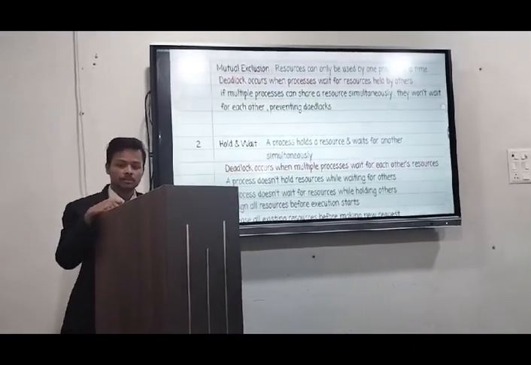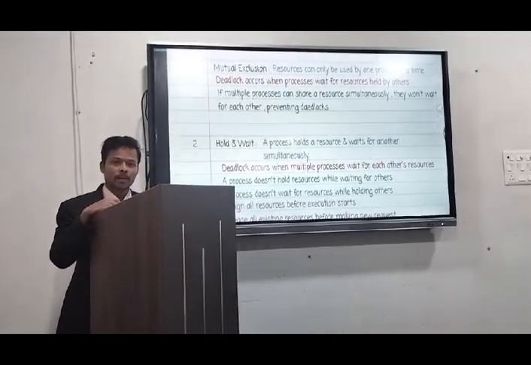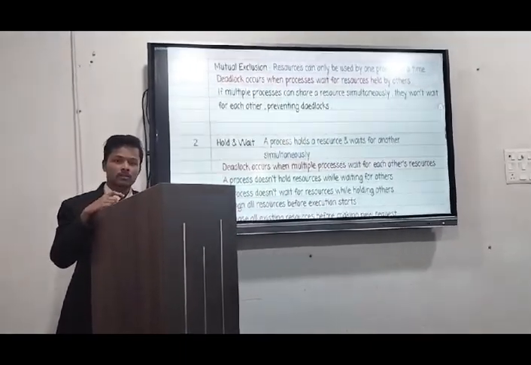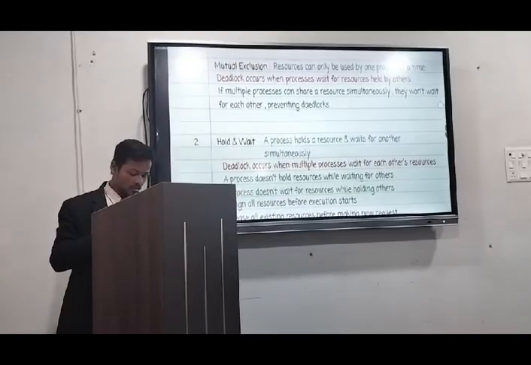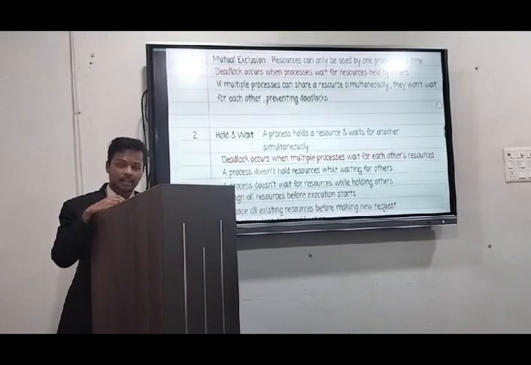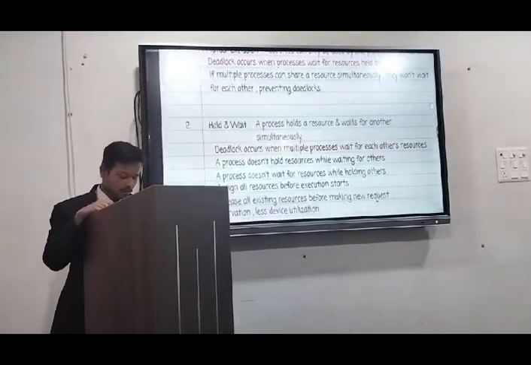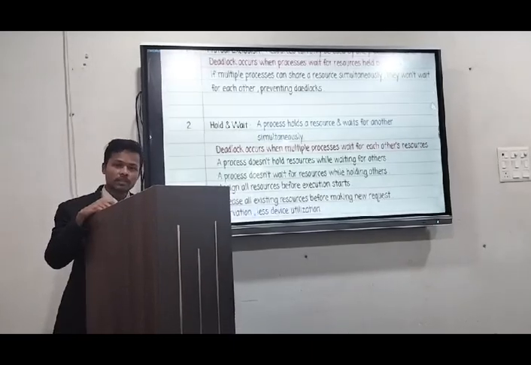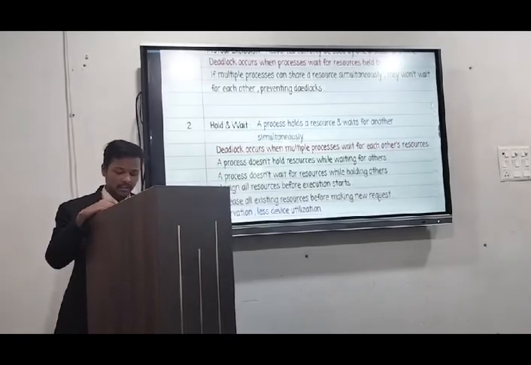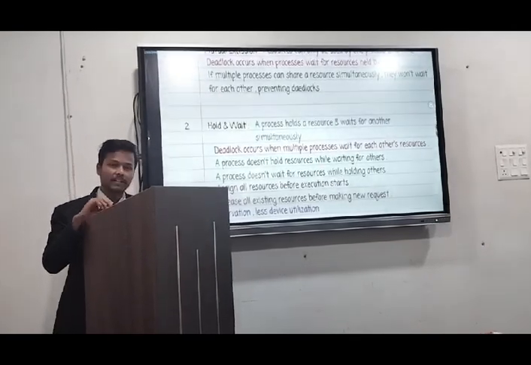What is mutual exclusion? Resources can only be used by one process at a time. And how does deadlock occur? By mutual exclusion. So deadlock occurs when processes wait for resources held by others. So how do we prevent mutual exclusion? If multiple processes can share a resource simultaneously, they won't wait for each other, preventing deadlocks.